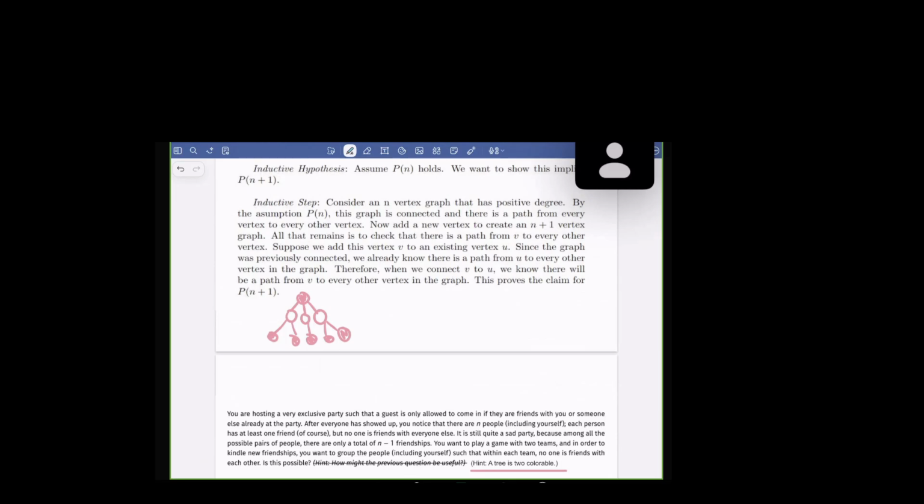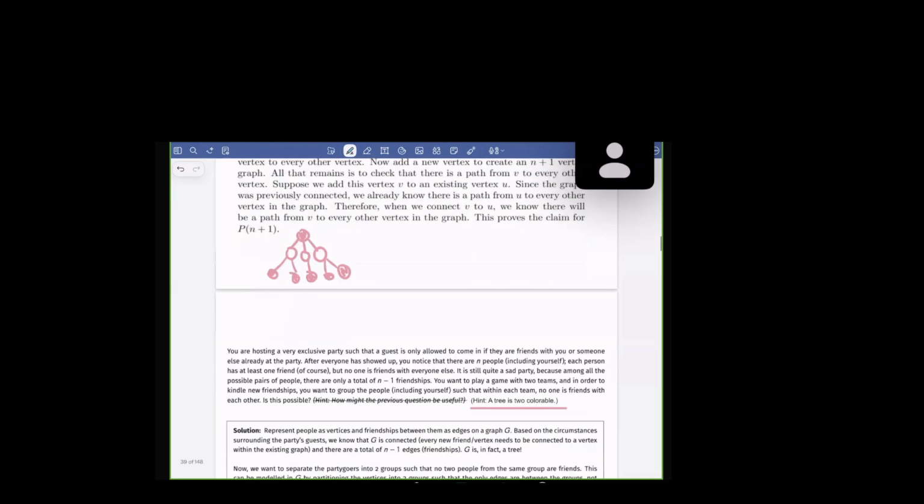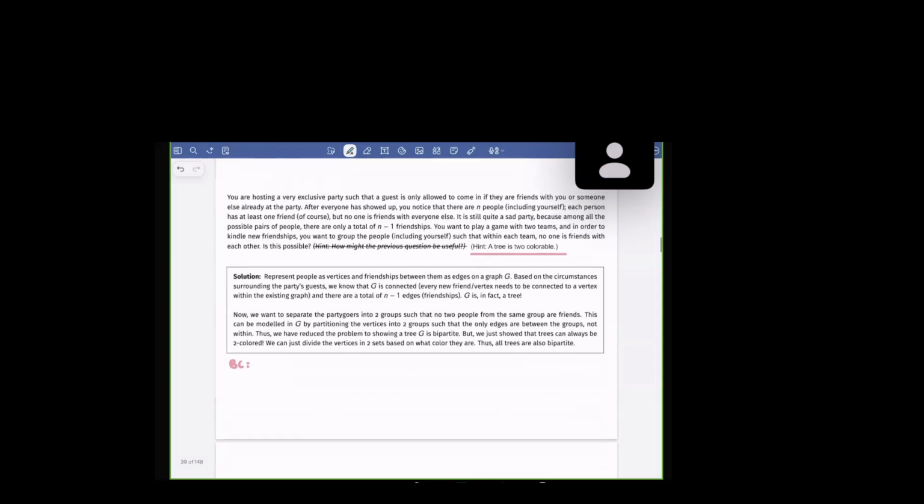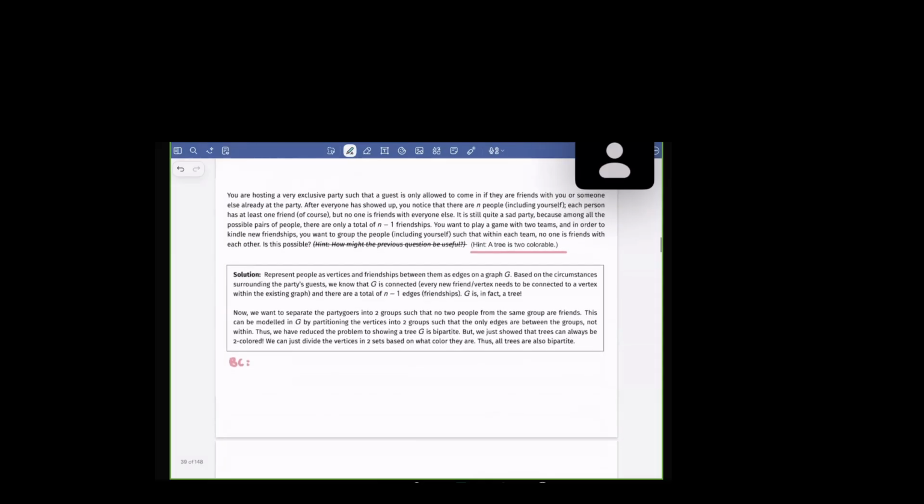Now I'll do the very quick proof about the tree being two-colorable, because that is a graph induction proof that can show us how we can avoid the buildup error. So the base case is we just have one person. Let me make this a little thinner.